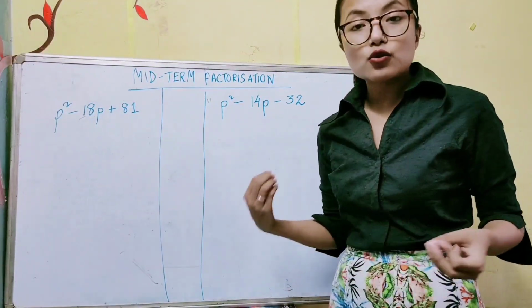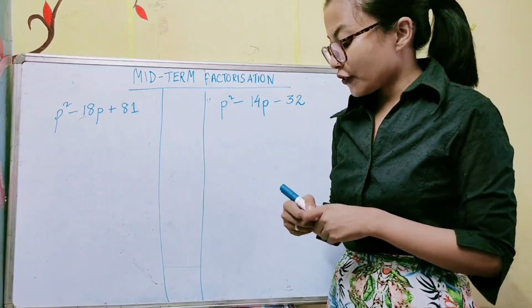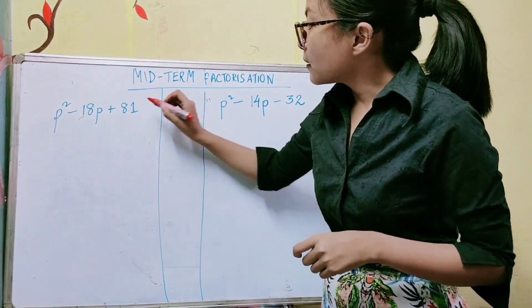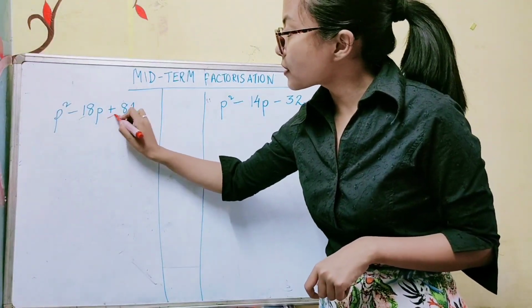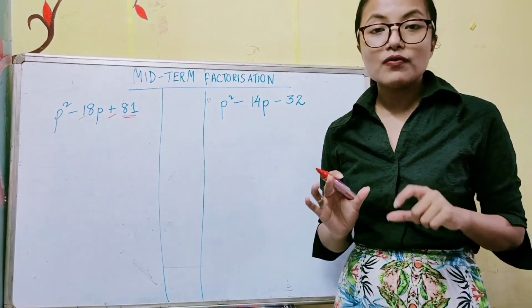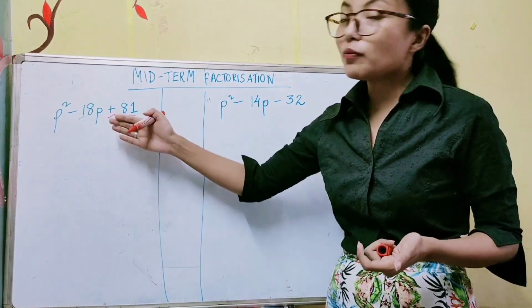Now when we do middle term factorization, we have to keep two things in mind first: the last term, the constant term, and the sign before the constant term. These two are very important when we do middle term factorization. Now why is it important?